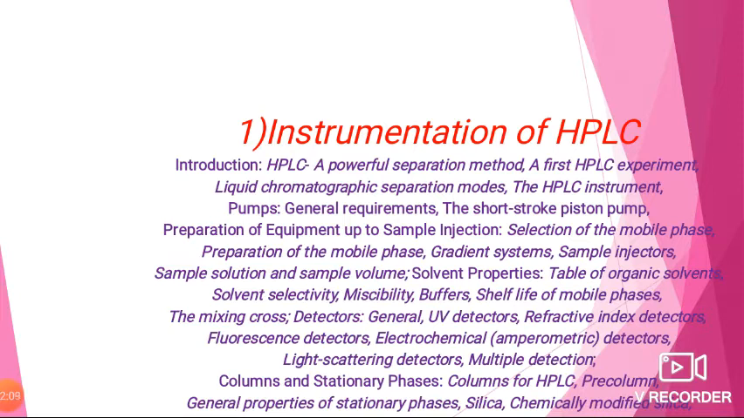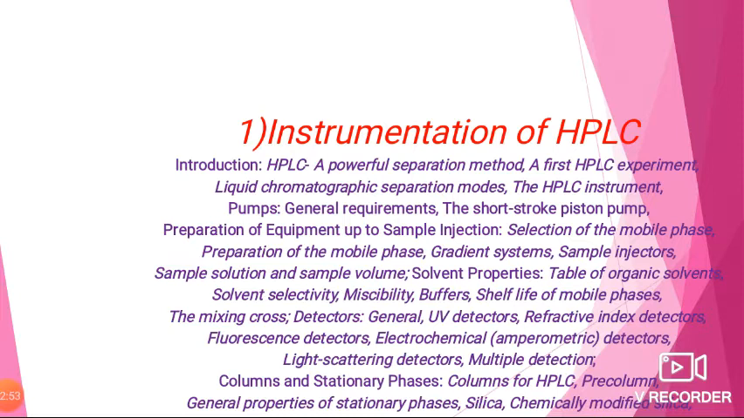Then the solvent properties, then a table of different types of organic solvents. Then some detectors, the most important part, which detectors are used in HPLC, also seen in that chapter on instrumentation of HPLC. The first is the UV detector, second is the refractive index detector, third is the fluorescence detector, then electrochemical detectors, also called amperometric detectors, then the light scattering detector, and in the next part, multiple detection.